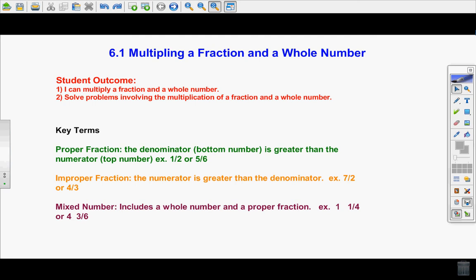Okay, so you want to make sure that you can do multiplication of a fraction and a whole number, and that you can also solve problems involving multiplication of a fraction and a whole number. Now, a couple things we're going to look at.